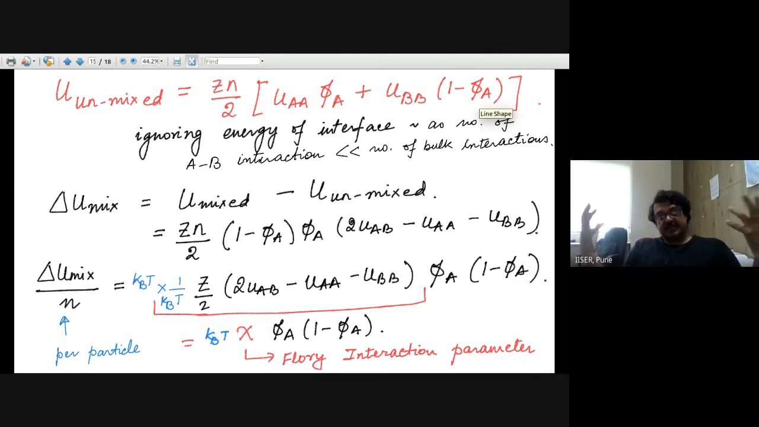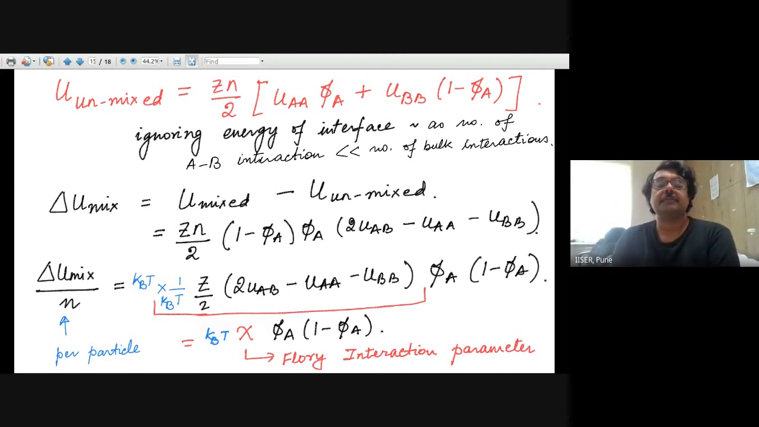But compared to the bulk, especially when you take a large number of A molecules and a large number of B molecules, the number of molecules at the interface will be significantly less than the number of particles in the bulk, because the area goes as L square, L being the dimension of the box. So the number of such interactions will be some epsilon AB into L square, and the number of interactions in the bulk will be some other epsilon into L cube. The bulk interactions will dominate over the surface interactions, and we have ignored the energy of the interface, as the number of AB interactions is much less compared to the number of AA and BB interactions, or the number of bulk interactions.